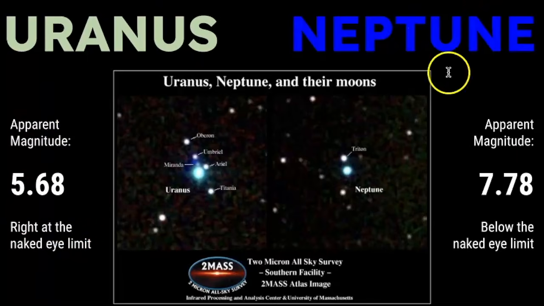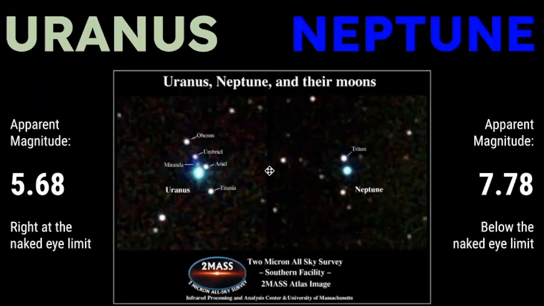But Neptune is definitely invisible. It's below the naked eye limit. You would need magnification to see it. Its apparent magnitude is 7.78. And I found this interesting picture because it shows you all the different moons that surround both of these planets.